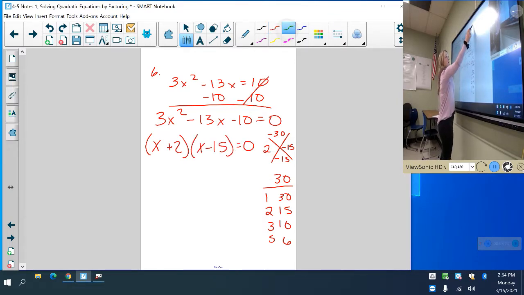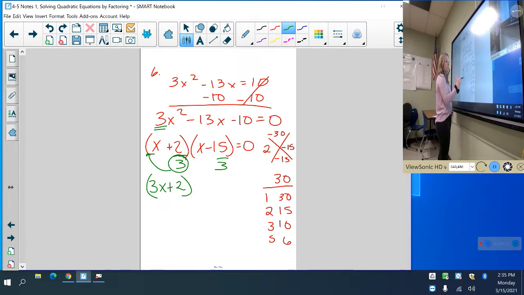Since I have an a value this time, I have to divide by that a value. So divide by 3, and simplify if possible. This one does not simplify, so the 3 comes out in front. So I have 3x plus 2. This one does simplify to 5, so I have x minus 5.